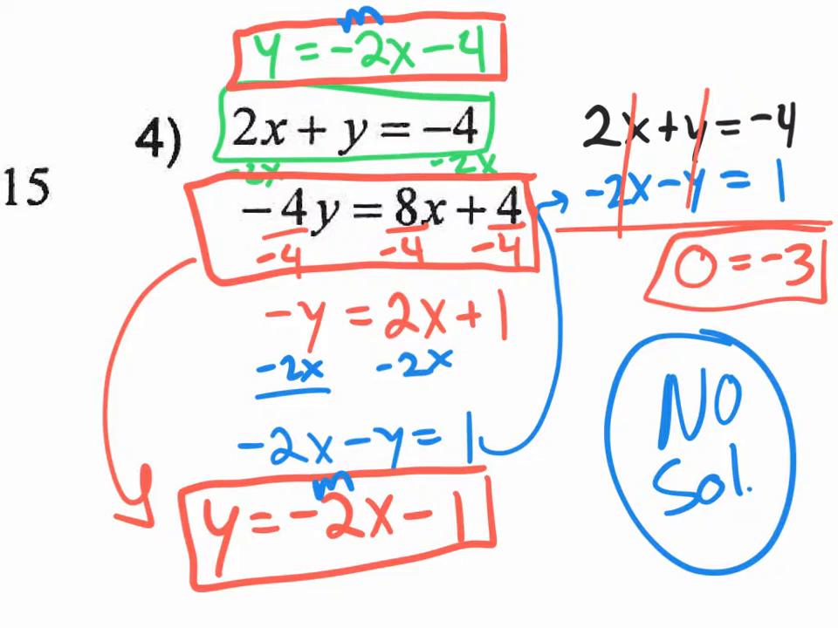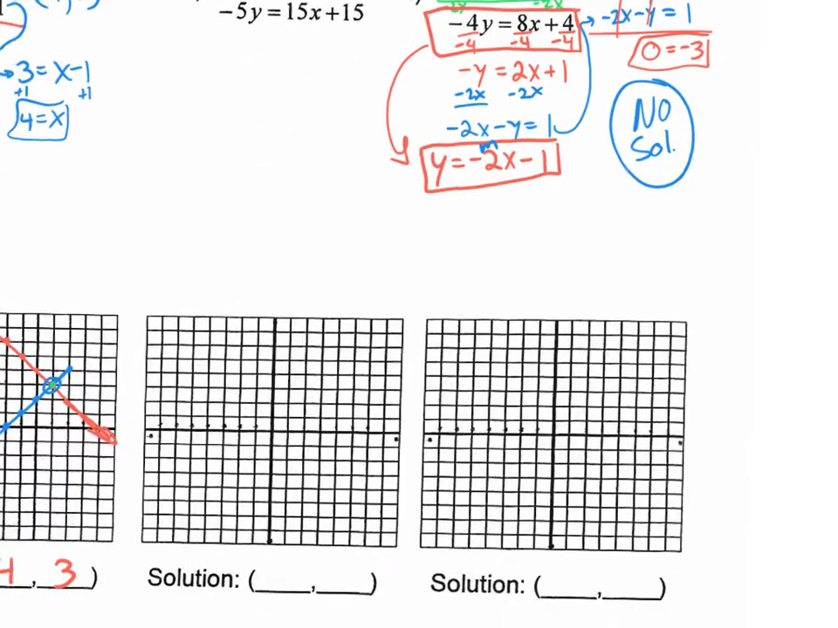In the test, is it going to be a priority? On the test, you get to pick whatever you want. You want to solve with the elimination method? Go for it. You want to substitute? Go for it. You want to think about the graphs? Go for it. Let's move on to number 6.